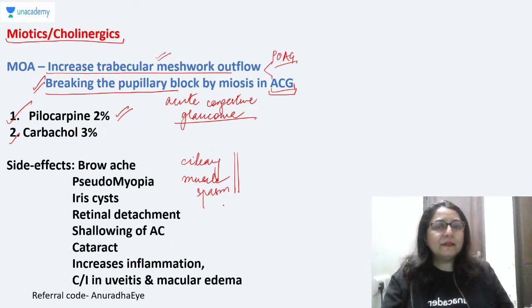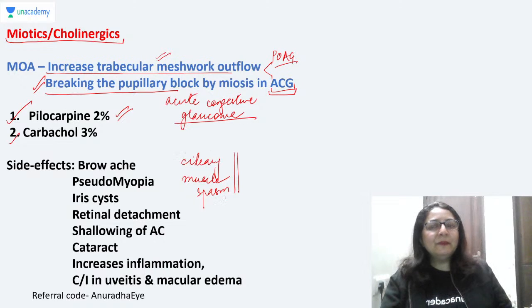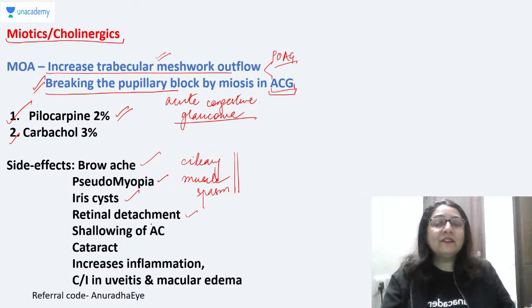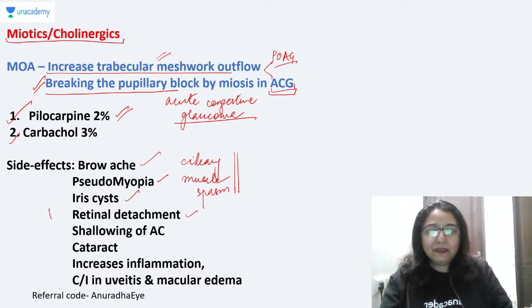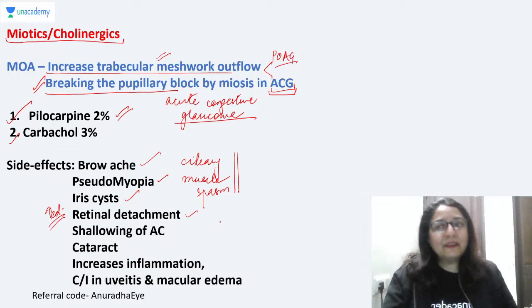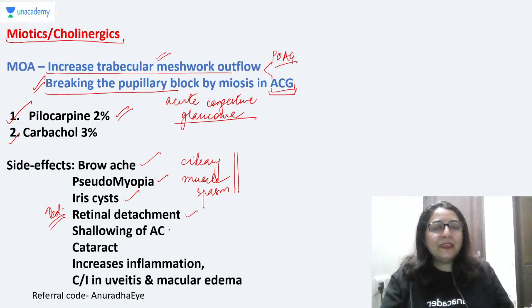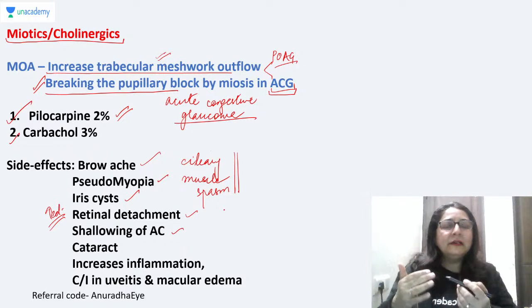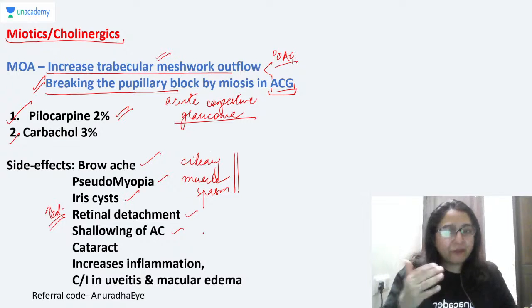So in ciliary muscles, stimulation or spasm leads to these symptoms, especially the brow ache or the headache, pseudomyopia, formation of iris cyst. There is also increased risk of retinal detachment. So that is a serious side effect which is associated with the prolonged use of these miotics. Then they also lead to shallowing of the anterior chamber, because they pull the iris lens diaphragm forward.